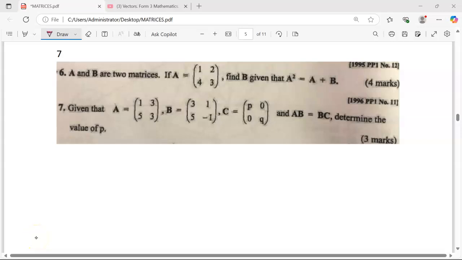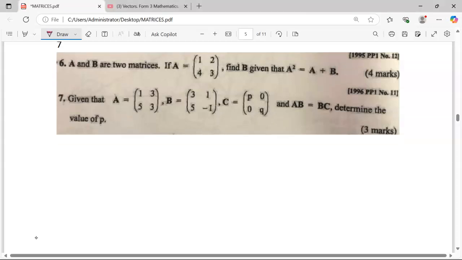We are once again presenting a question on matrices, Form 3 mathematics. The question reads: A and B are two matrices. If A is equal to 1, 4, 2, 3, find B given that A squared is equal to A plus B. The first thing we are going to do is to get A squared.